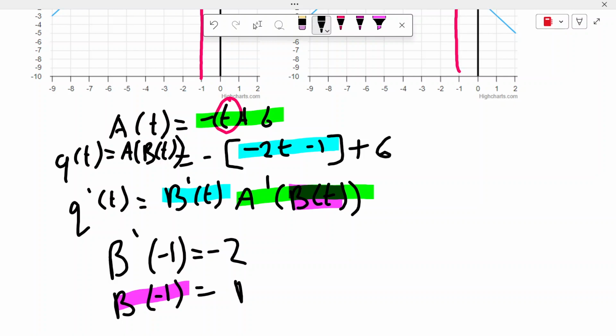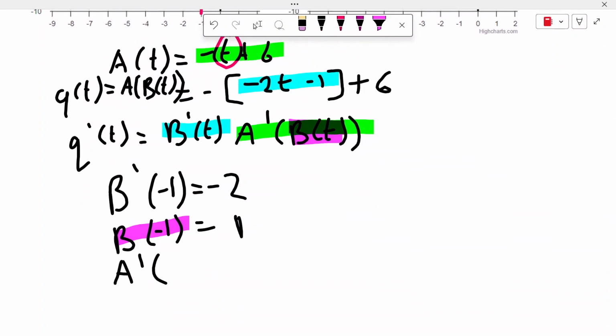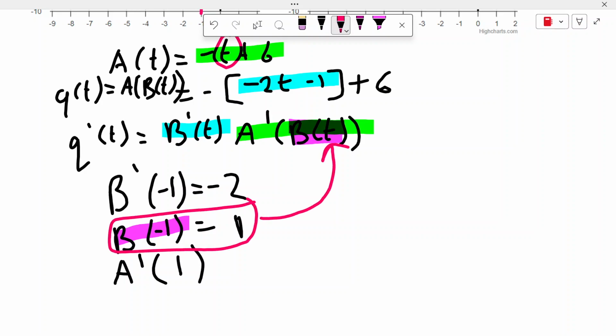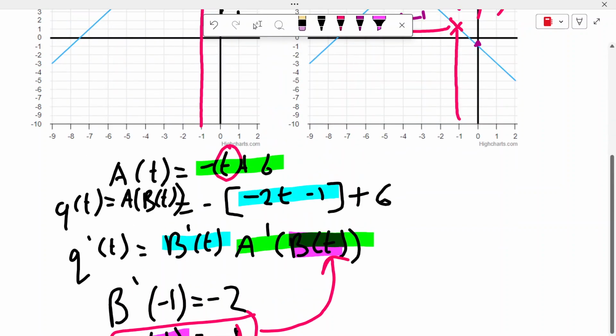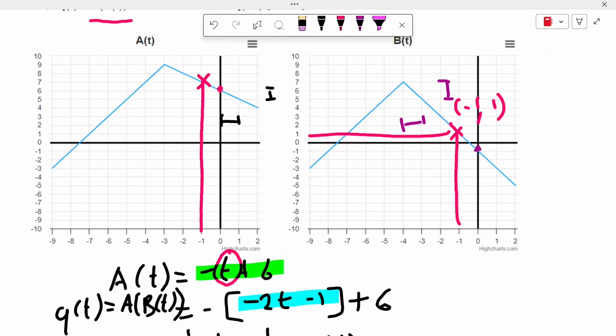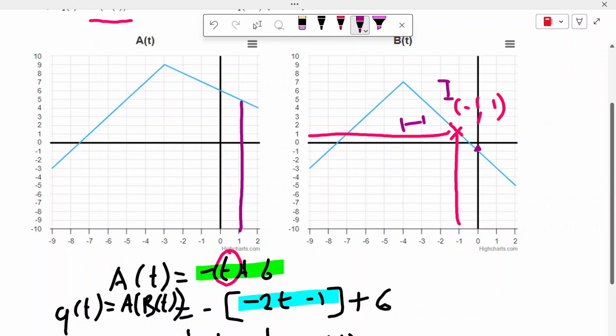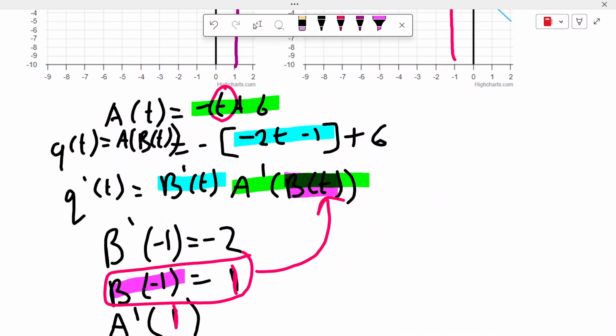Now the next bit we need to find is a prime of 1. That's the value that we found from here. That goes into there. All right, so that's why that value 1 goes here. So a prime of 1 now gets us to go here. And we're trying to find the gradient here, not the value, but the gradient, because it's the prime.